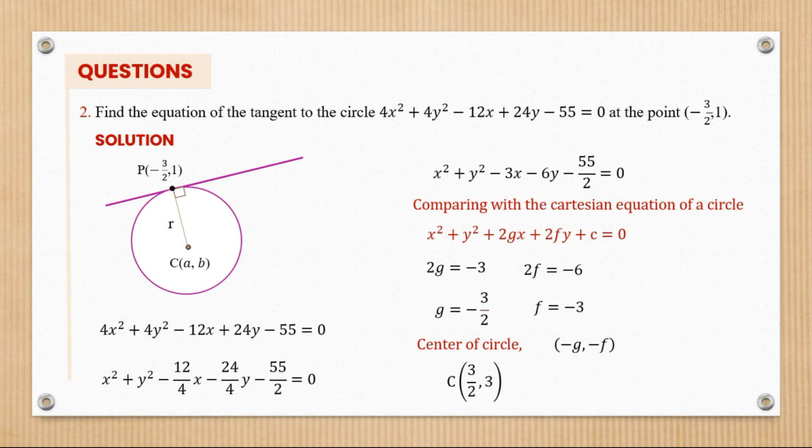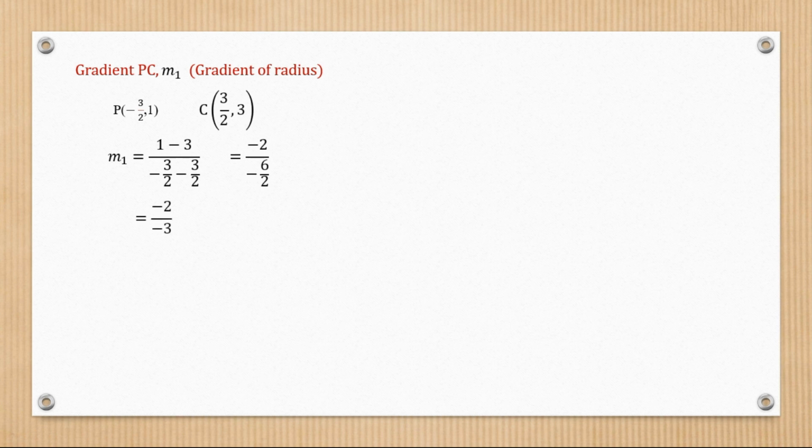So now that we know that, we can now find the gradient of the radius. Therefore, the gradient PC, which is the gradient of the radius m1, shall be found from these two coordinates. So now to note point C, and we know that the coordinates of the center are given that way, we can now find the gradient m1 of the radius as this. So we'll have 1 minus 3 over negative 3 over 2 minus 3 over 2. So I'll have it as negative 2 over negative 6 over 2, which shall be equal to negative 2 over negative 3, which is equal to 2 over 3. So this is the gradient of the radius.